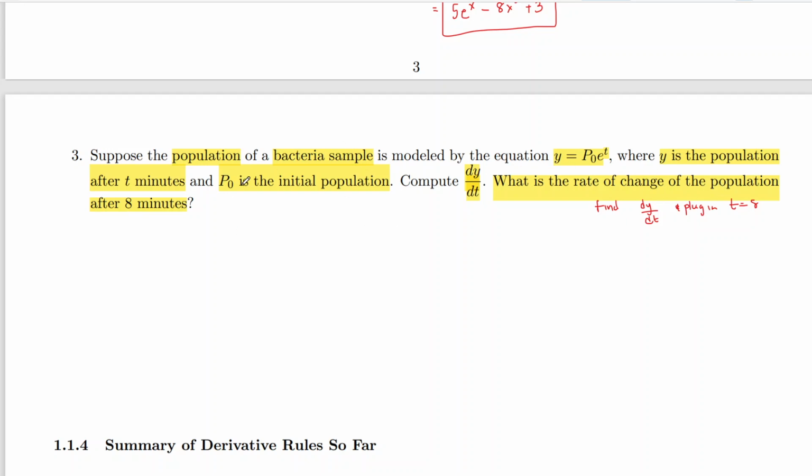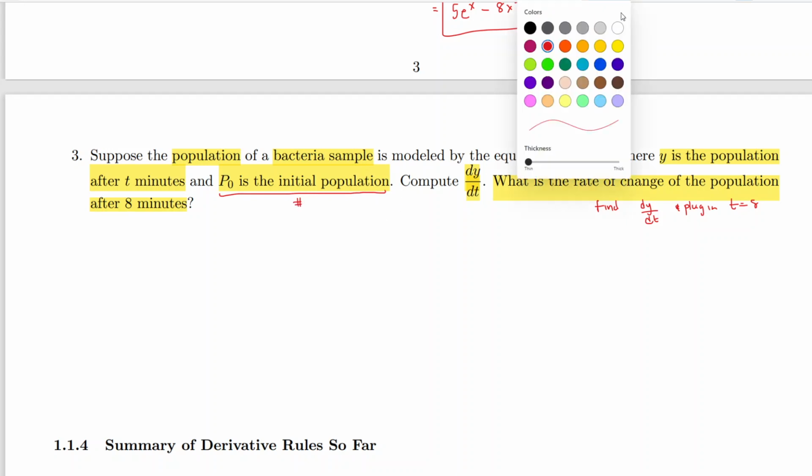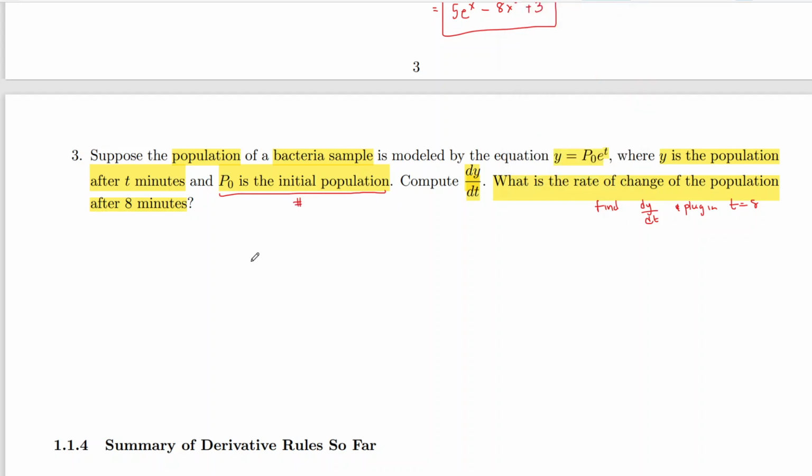Now, we don't know what the initial population is. There's nothing we can do about that. But remember that it's just going to be representing a number. All right, so let's do the derivative, dy over dt. We're doing the derivative with respect to t of our y formula here, p subscript 0 e to the t.